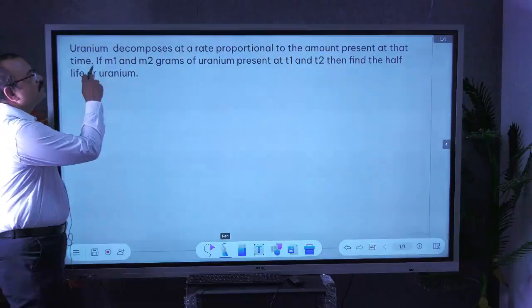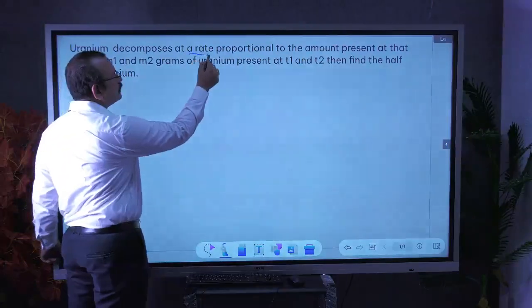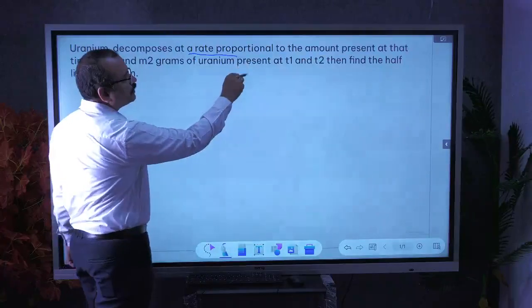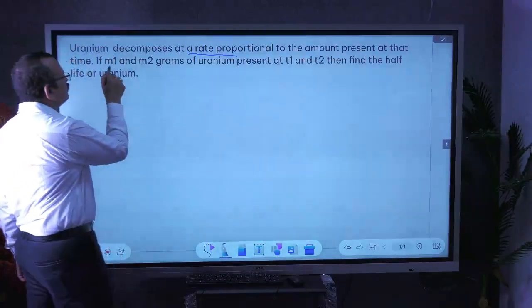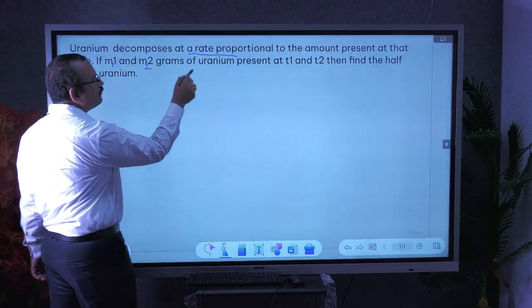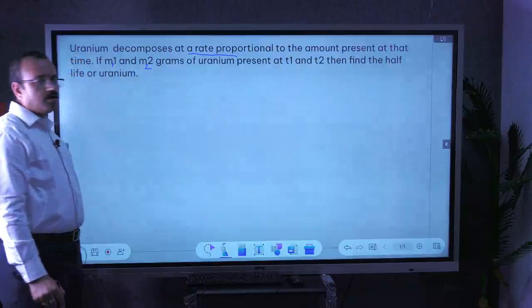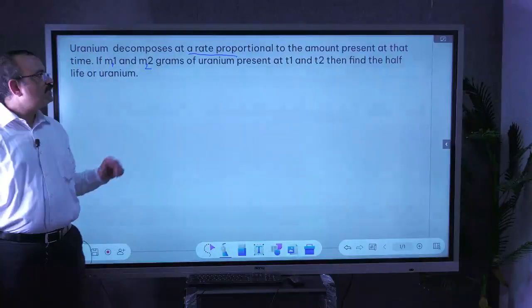Here it is given as uranium decomposes at a rate proportional to the amount present at the time. If M1 and M2 grams of uranium are present at T1 and T2, then find the half-life of uranium. So that is the given problem.